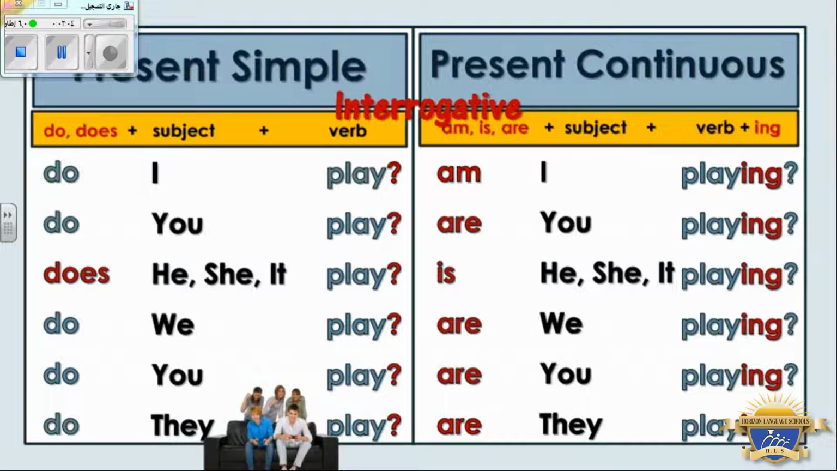As for the questions, for the present simple you have do or does, subject, and the stem verb, while in the present progressive, the question form is am, is, are, subject, and gerund. Like, am I playing in the present progressive? And in the present simple, I can say, does she run?